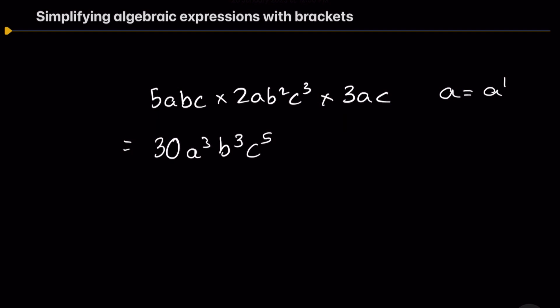You only add the like powers when it is multiplication. So if it's a plus a square, it would remain the same. So a plus a square. But if it was a into a square, it would become a cube.